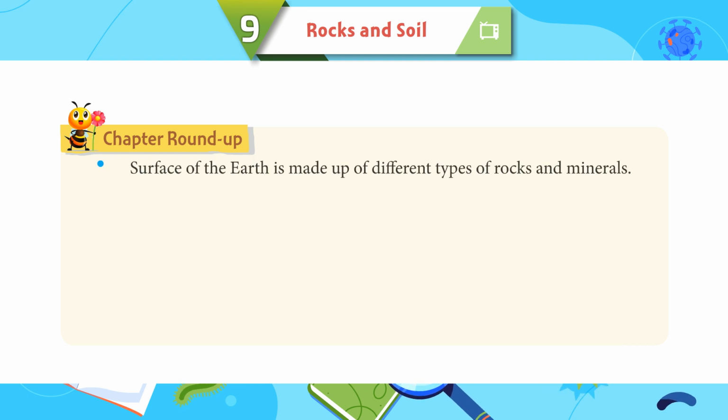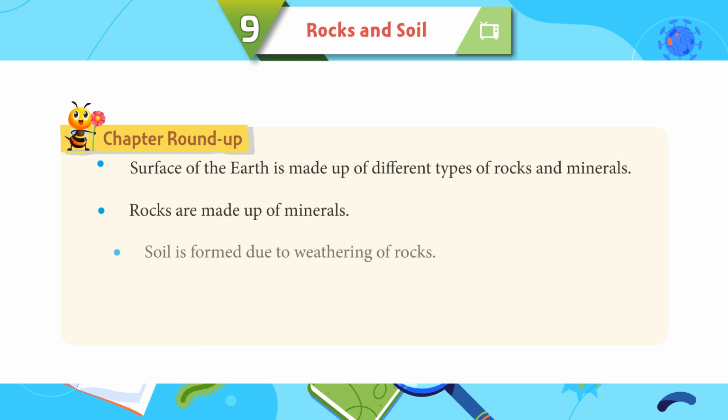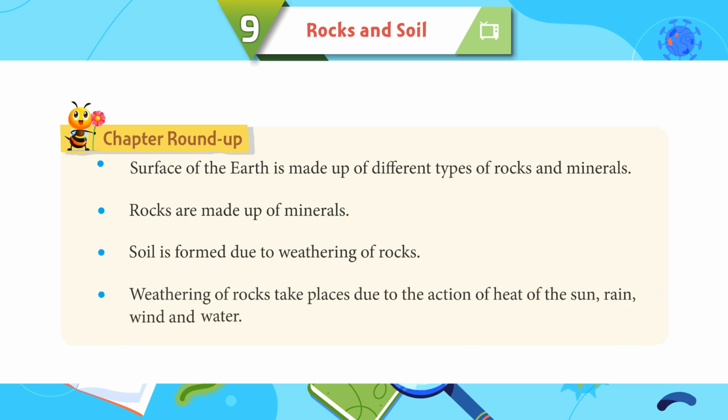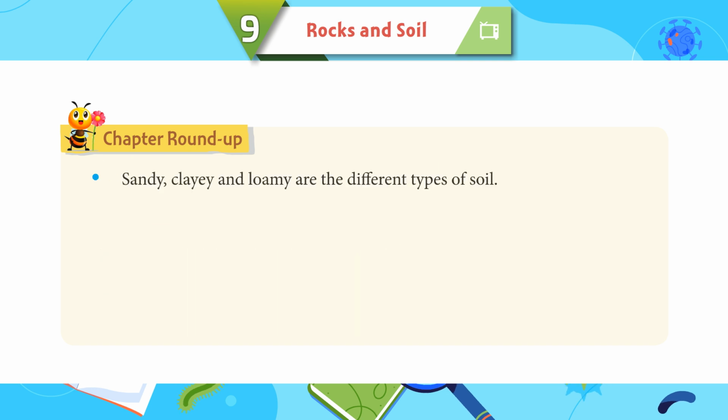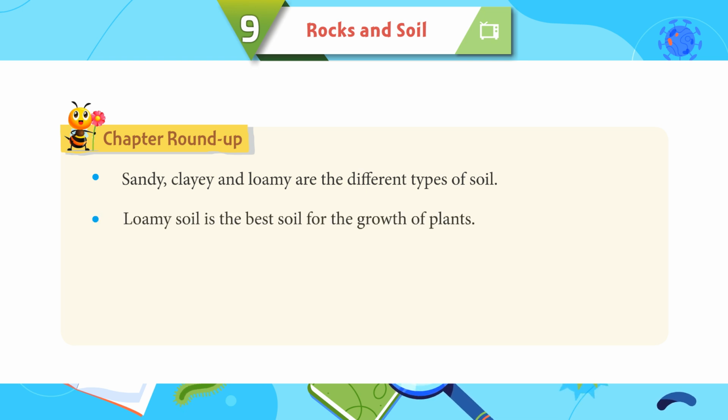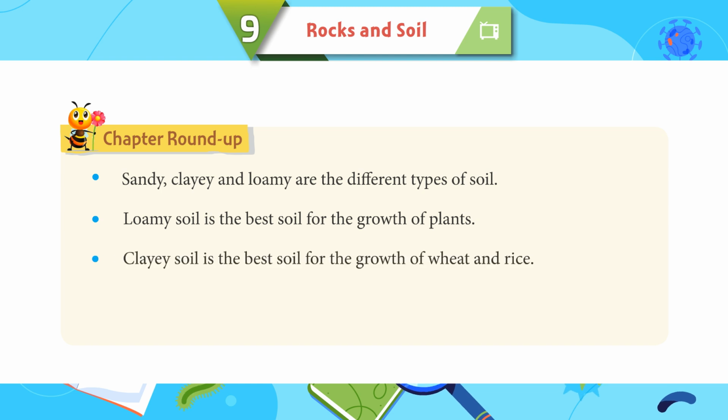Chapter Roundup. Surface of the earth is made up of different types of rocks and minerals. Rocks are made up of minerals. Soil is formed due to weathering of rocks. Weathering of rocks takes place due to the action of heat of the sun, rain, wind and water. Sandy, clayey and loamy are the different types of soil. Loamy soil is the best soil for the growth of plants. Clayey soil is the best soil for the growth of wheat and rice.